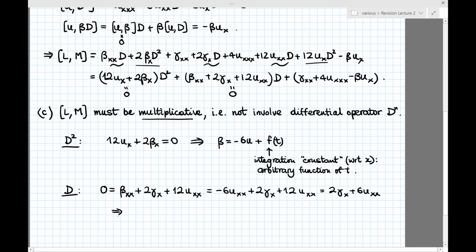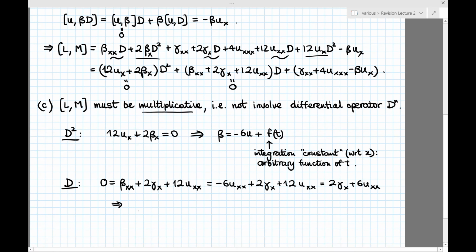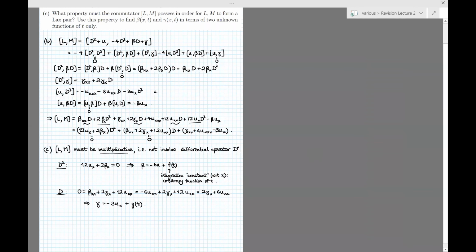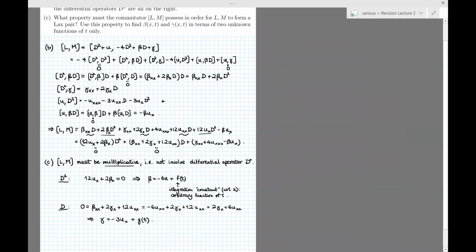So again, we can integrate with respect to x, and we get that gamma is equal to minus 3ux plus another integration constant with respect to x, which will be a function of t. Let me call that g of t. So this answers part C, where we determine beta and gamma in terms of two unknown functions of t only, which we call f of t and g of t.